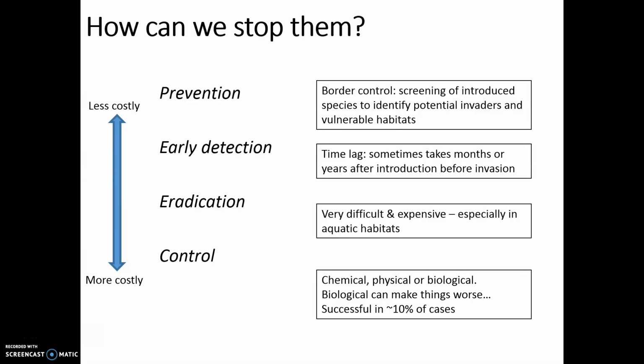But biological control can make things worse. So the cane toad was introduced to eat the beetle, but now the cane toad is a problem in itself. And in fact, it's only about 10% of cases that biological control is successful. The other 90, many of those sort of flip over and become more problematic.